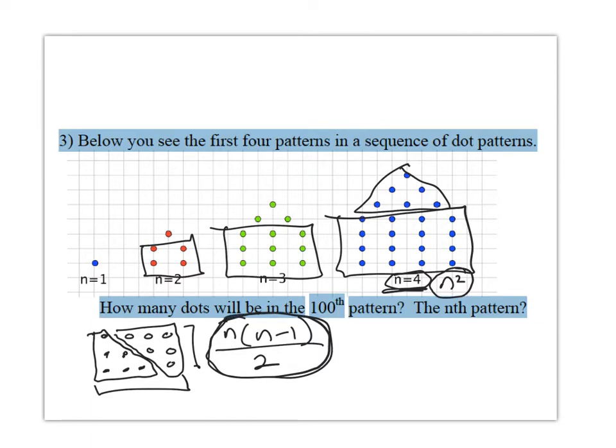Now another way to look at it is if we look at the number of dots in each pattern. We have pattern number 1, 1 dot. We have pattern number 2, we have 5 dots. We have pattern number 3, we have 12 dots. And when we have pattern number 4, we have 22 dots. So if we look at the differences here, we went up 4, then 7, then 10. Notice that our difference of differences is constant. And as we talked about the other day, that means that we have a quadratic.